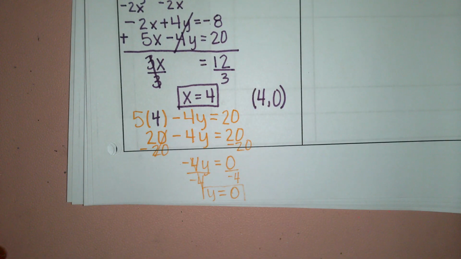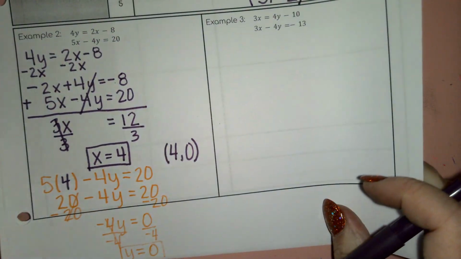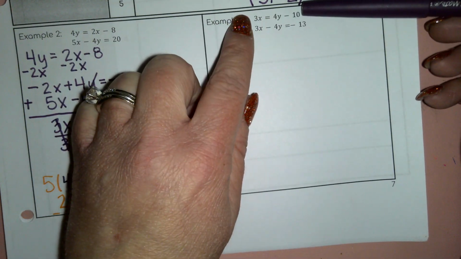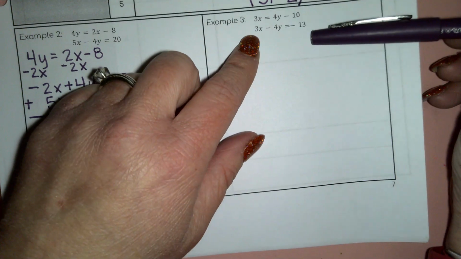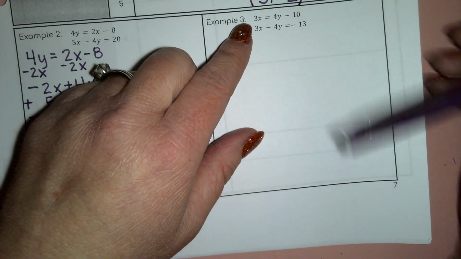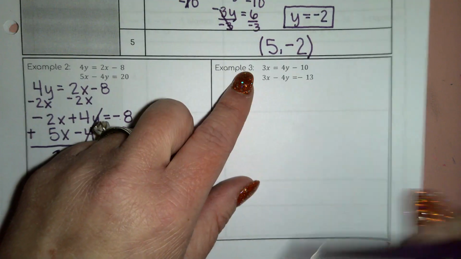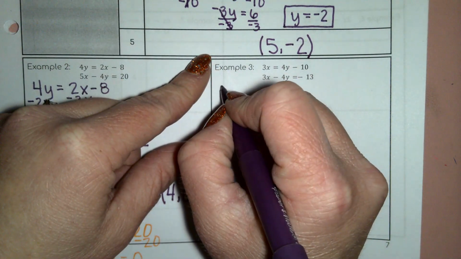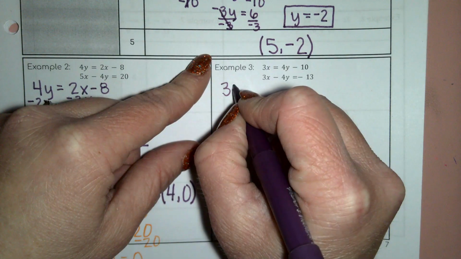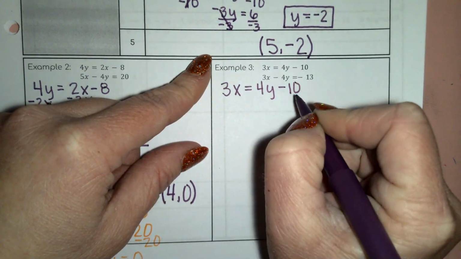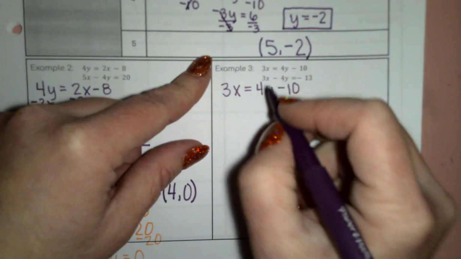Example number 3. Example number 3 is not lined up. The x's are lined up, and it looks like the y's are lined up, but notice that the equal signs are not lined up. So we need to make sure that we rearrange this top equation. It could be the bottom equation that you need to rearrange, but how it's typed out, it's been the top equation every time. So we're just going to rewrite that top equation down here so we can rearrange it: 3x equals 4y minus 10.